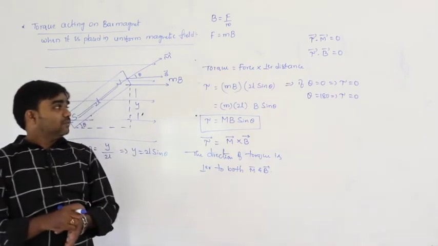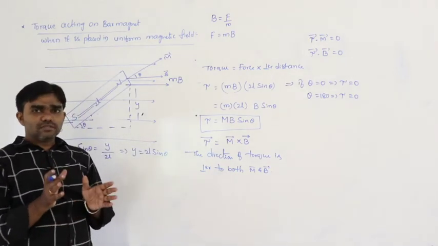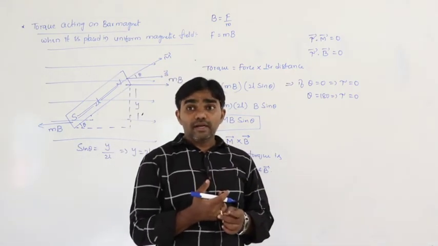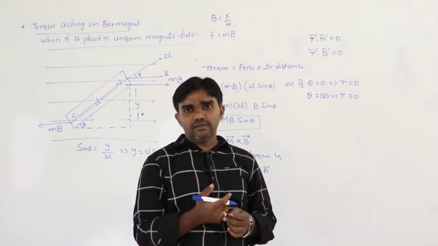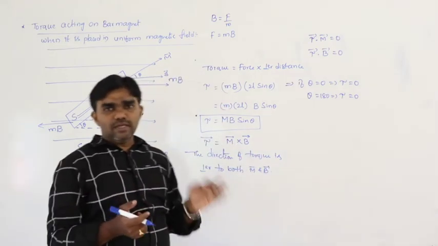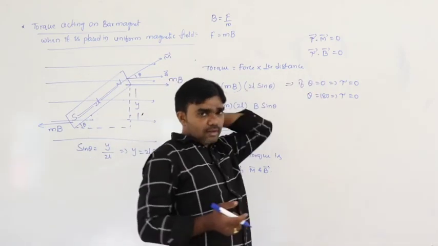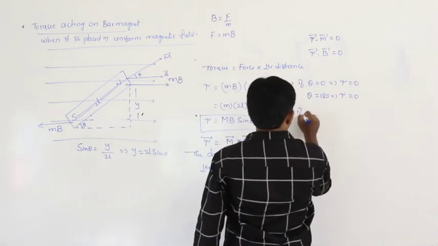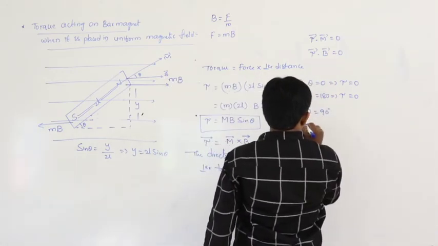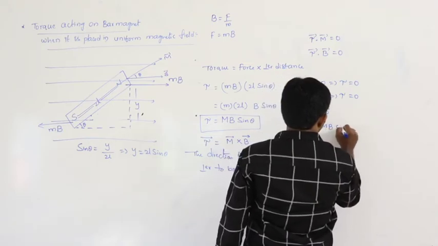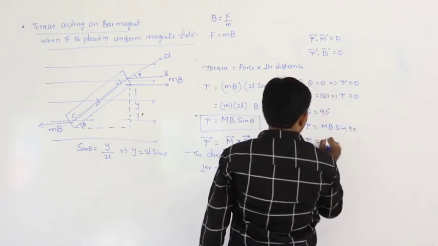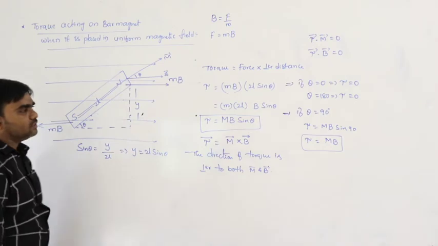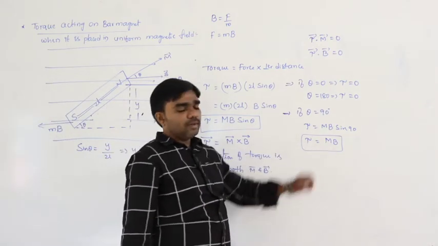So if the bar magnet is placed in the direction of the external magnetic field, the torque acting on that magnet must be 0. That is the concept. Next, if theta equals 90, then tau equals mb sin 90. Sin 90 is 1, so tau equals mb. This is the maximum possible torque acting on the bar magnet.